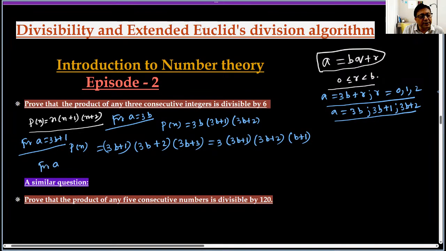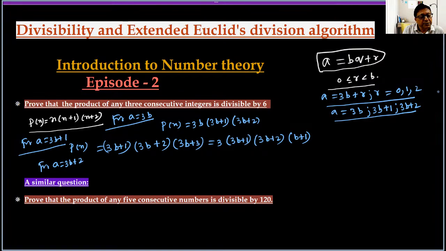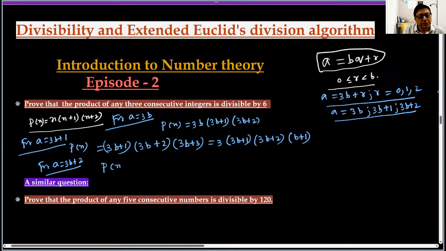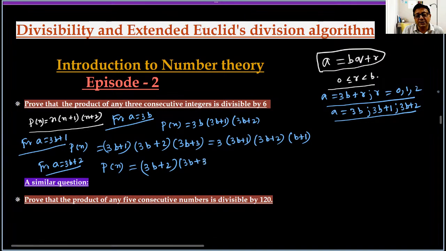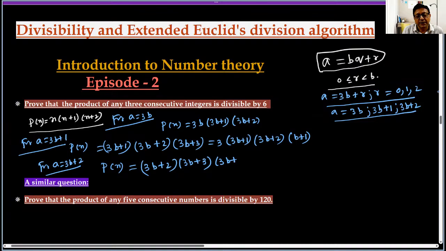And for a equal to 3b plus 2, Pn is going to be 3b plus 2, 3b plus 2 plus 1, that is 3b plus 3, 3b plus 4. So take 3 as common from this one. Then it is going to be 3b plus 2, b plus 1, 3b plus 4.